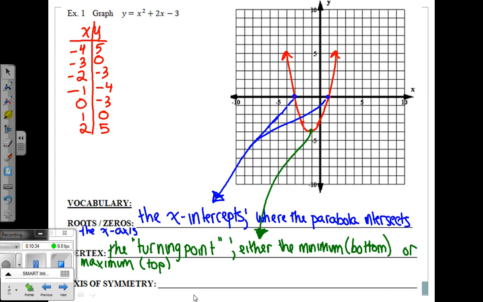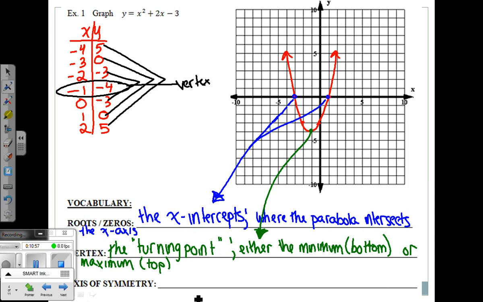Before we move on to the next one, I just want to show you something. So go back to the table. 5 matches up with 5. Draw this in yourself too. 0 matches up with 0. 3 matches up with -3. And this point, -1, -4, that's the point that's by itself. That's the vertex. So actually, we can spot the vertex from the table.